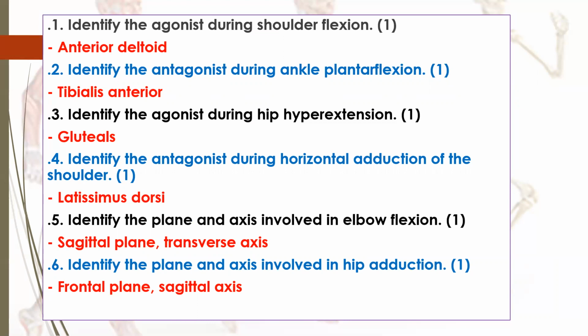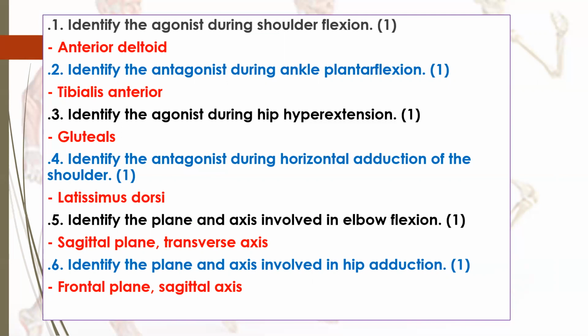Number 3, identify the agonist during hip hyperextension. So again, what does that movement look and feel like? Hip flexion is moving the leg up in front of you, closing the angle of a joint. Hip extension is bringing it back down. Hip hyperextension is increasing that angle beyond 180 degrees. So as if you were preparing to kick a football, bring your leg even further back in preparation. And the muscles there that are working, responsible for that movement, are the gluteals. If you perform that movement now and put your hand on your backside, you will feel the contraction.